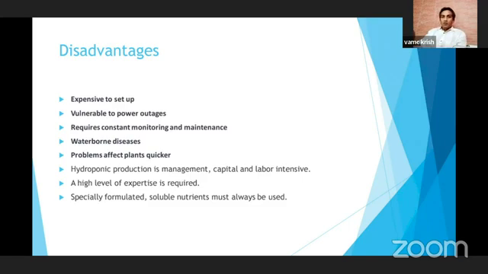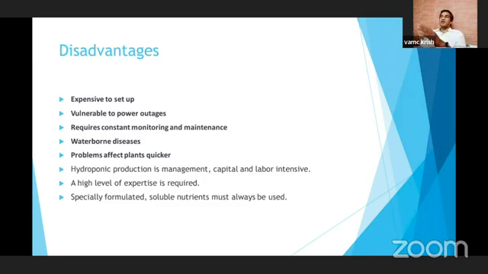Again, power outages: we need to take care of power, maybe with a backup for the motors. The fans inside and the cooling pads must have power backup, otherwise the temperature will increase and the plants will face problems.